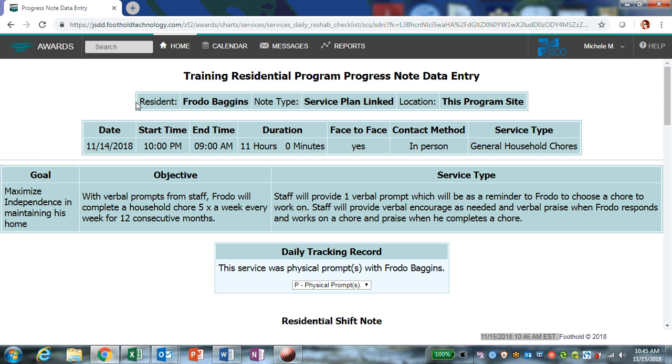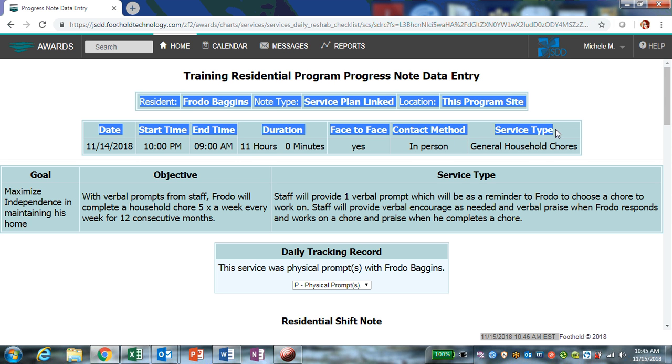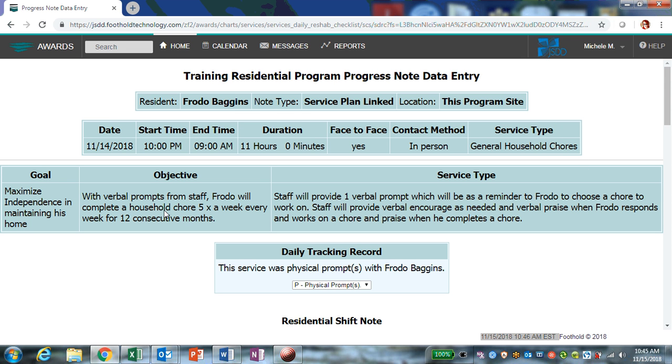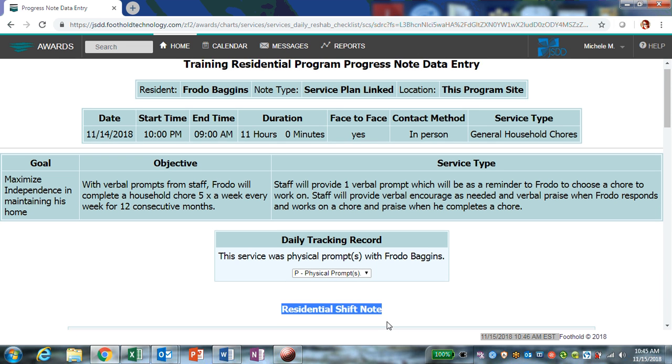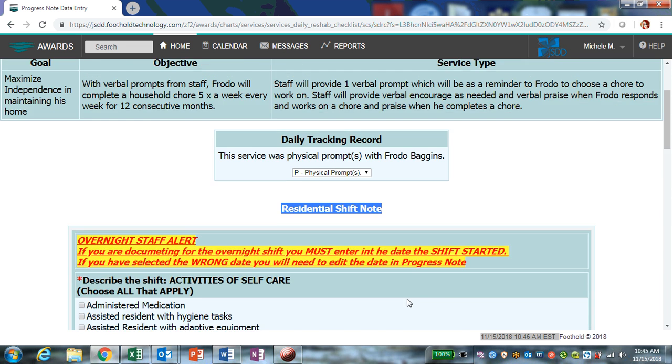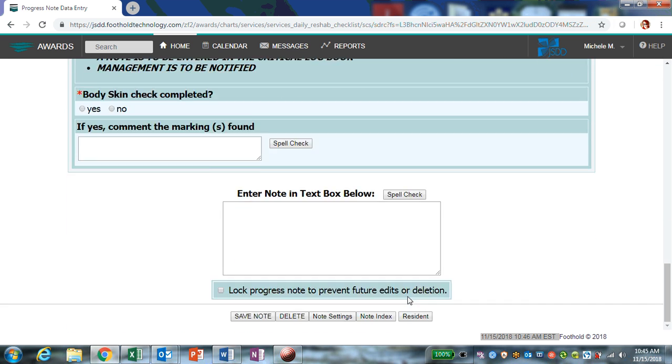I'm going to pause here and look. Make sure everything has been completed. Make sure your start and end time is accurate. Make sure the duration makes sense. Contact method is in person. Okay, it's this program site. Notice here it says residential shift note. If I scroll down, here is the new form.